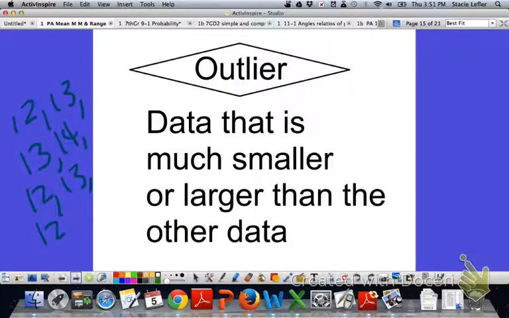So there's something out there that can really mess up statistics and really throw off the average and make people think something is right even though it's not. It just kind of messes with it, and that's an outlier.